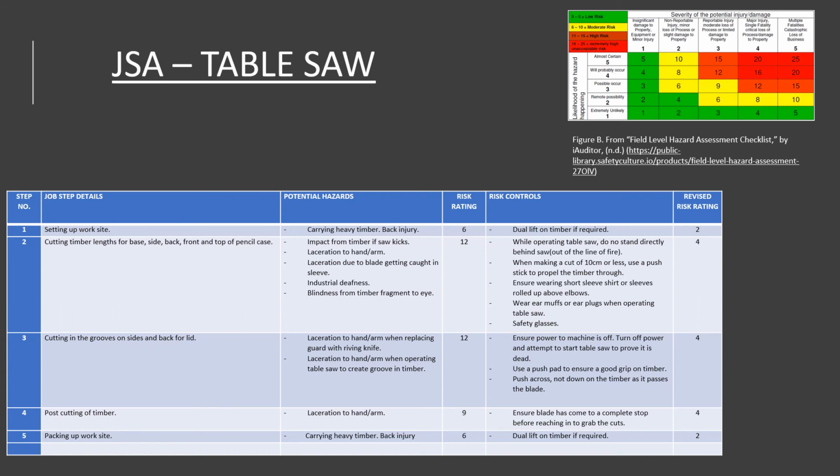Post cutting of timber: laceration to hand/arm, risk rating 9. Risk controls: ensure blade has come to a complete stop before reaching in to grab the cuts. Revised risk rating 4. Packing up worksite. Carrying heavy timber, back injury, risk rating 6. Controls: dual lift on timber if required, revised risk rating 2.